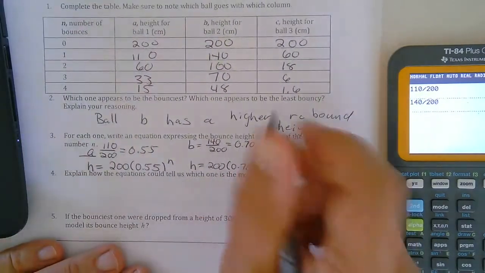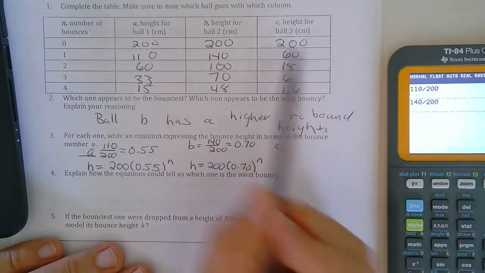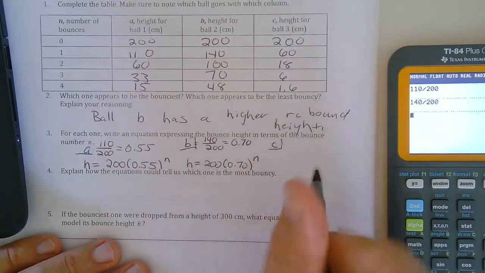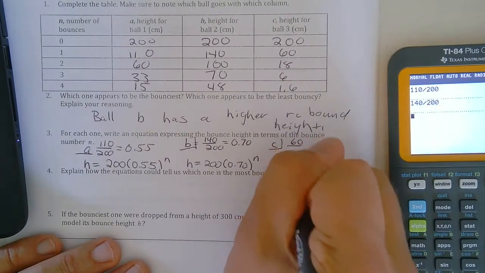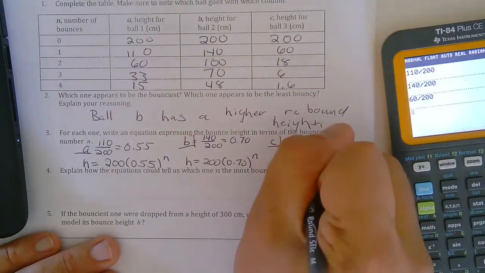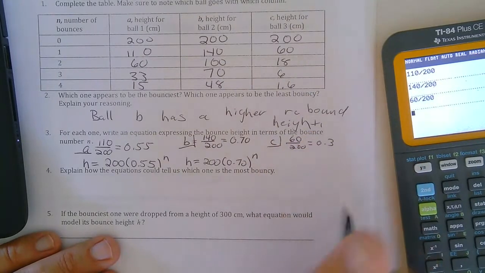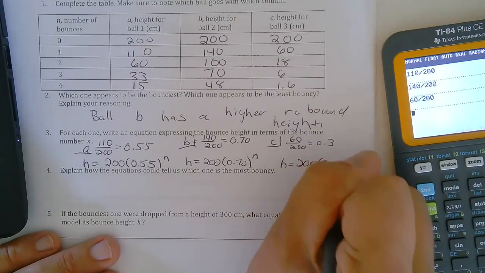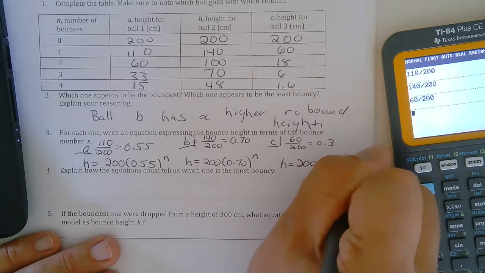And then for ball C, to get that rate, we'll go 60 divided by 200, which is 0.3. And then our height is 200 times 0.3 to the N.